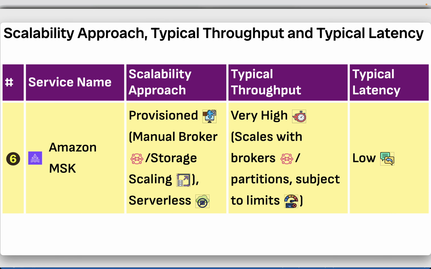Next, Amazon MSK. Provisioned mode scales manually by adding or resizing brokers and managing storage. And the serverless mode adjusts compute and storage automatically. Throughput is very high, scaling with brokers and partitions, subject to service limits. Typical latency is low.